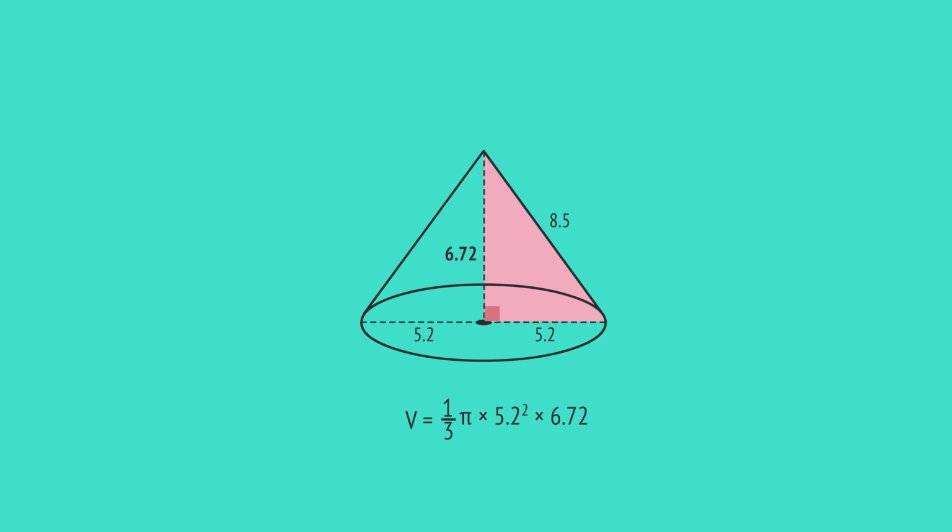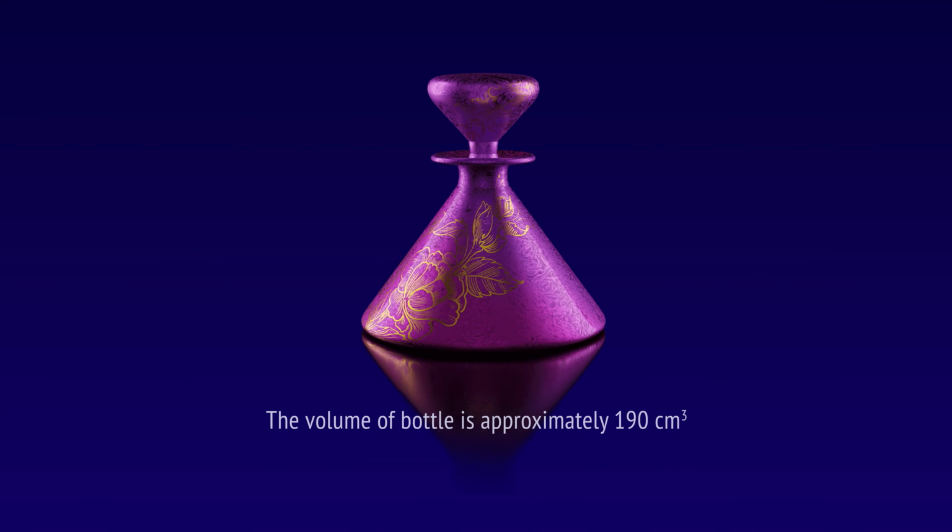Now we can substitute the radius and height into the formula for a cone's volume. 1/3 times pi times 5.2 squared times 6.72. Enter this into a calculator to get a volume of approximately 190 cubic centimeters. And so the estimate for the bottle's volume is 190 cubic centimeters, or 190 milliliters.